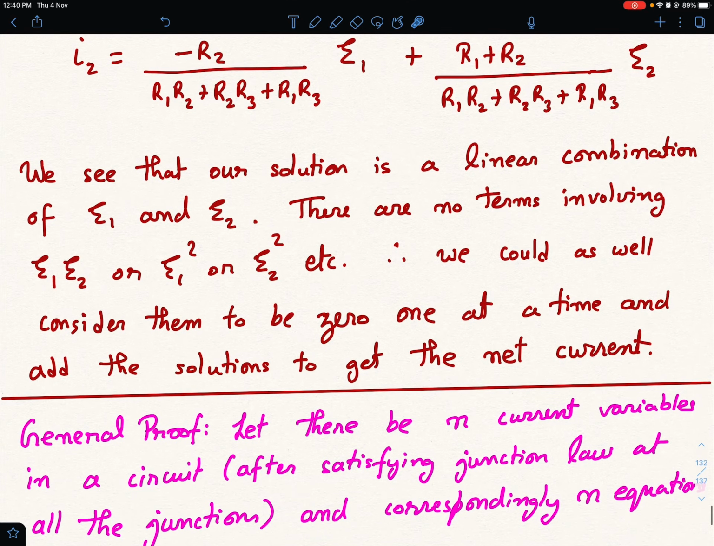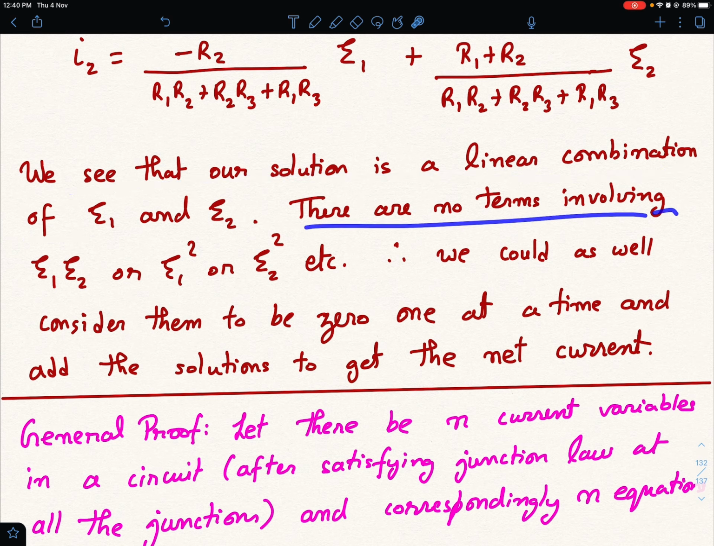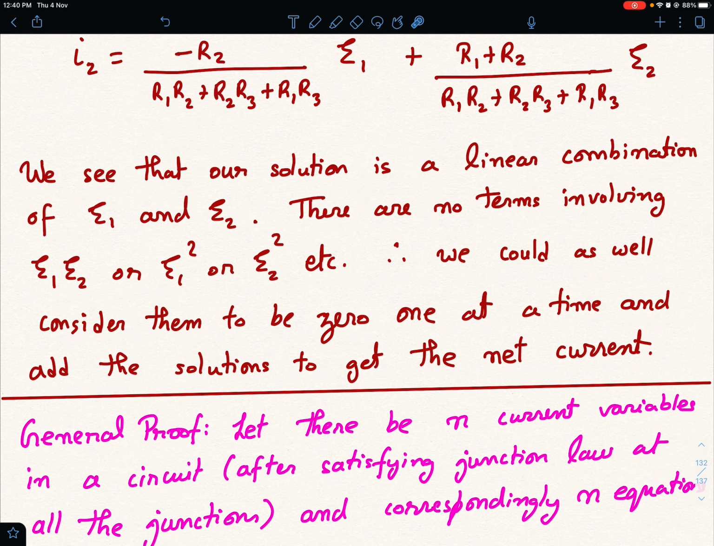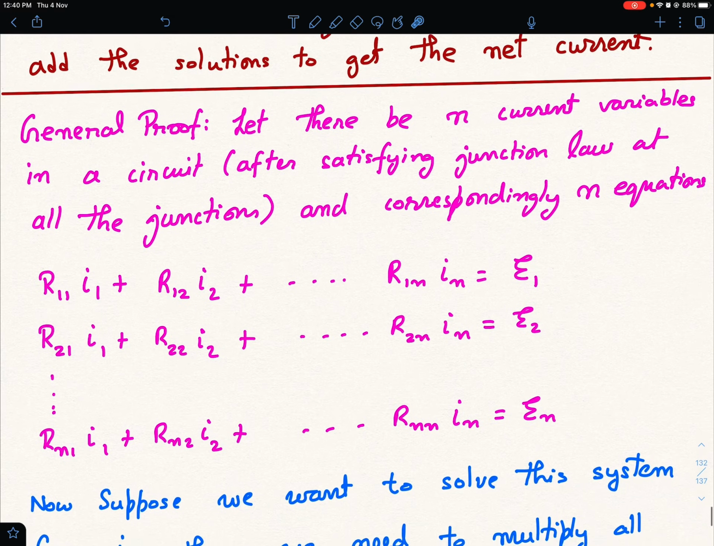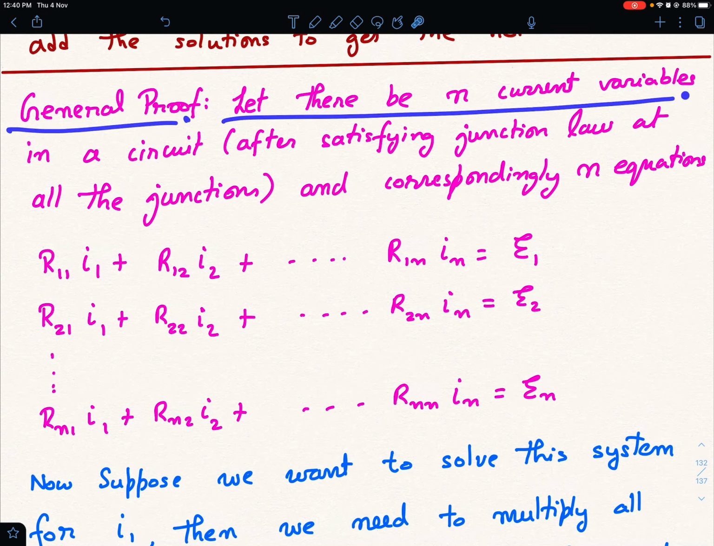Similarly for I2 also you can see that it is going to be a linear combination of E1 and E2. There is a pure resistor function and there is also a pure resistance function. So we see that our solution is a linear combination of E1 and E2. There are no terms involving E1 E2 or E1 squared or E2 squared. We could as well consider them to be 0 one at a time and add the solutions to get the net current. If you have understood this example, then it should be a simple extension towards the general proof.